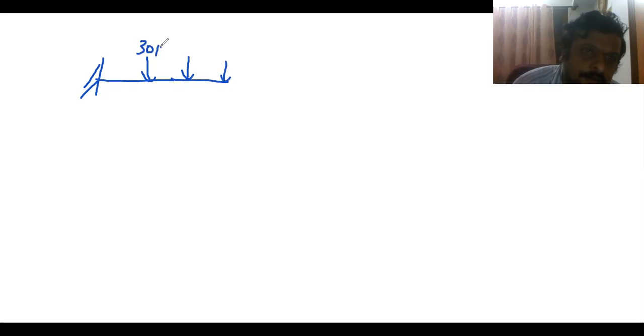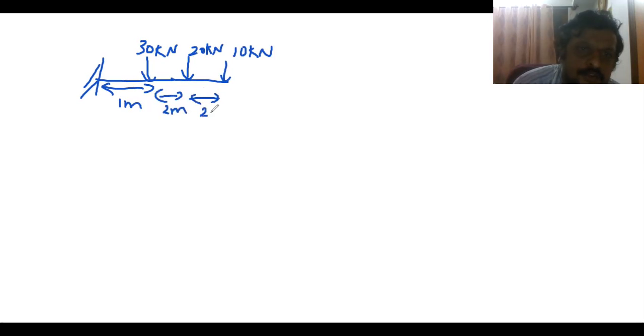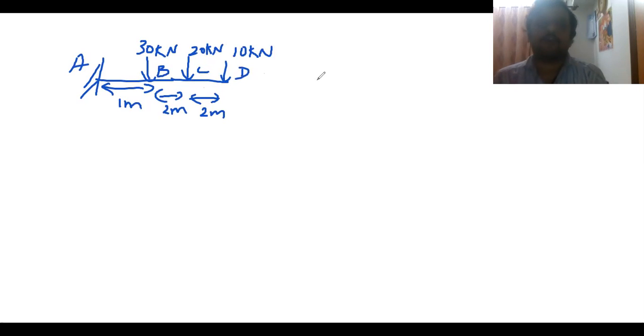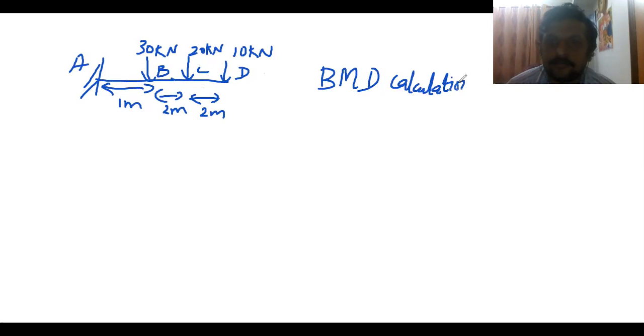So this is 30 kilonewton, this is 20 kilonewton, and this is 10 kilonewton, and this is 1 meter, this is 2 meter, and this is 2 meter. This is as usual A, B, C, and D. Now what is happening, students? For BMD calculations, clockwise is taken as negative. Clockwise movement is negative. If it is anti-clockwise, it is positive. So very simple.